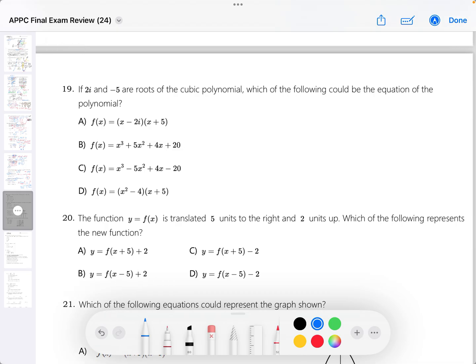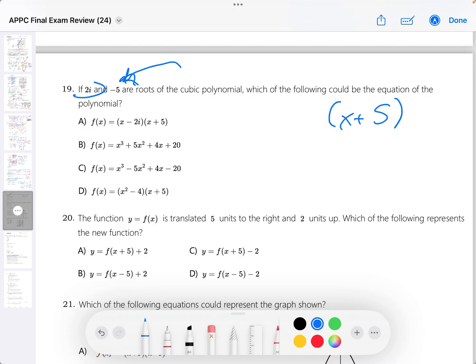19 is one I got a handful of questions during class, so this is one that's worth talking about here. Keep in mind, we want to go backwards. We want to go from roots or my solutions to my factors. And then with my factors, I can break it up even farther. So which of the following could be the overall equation of this polynomial? So for one, I've got a -5 as a solution, so I know x plus 5 is a factor.